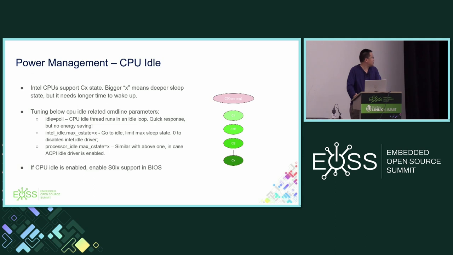The second parameter is intel_idle.max_cstate=X, where X is a number. By this option, the CPU could go to a hardware idle state, for example C1, C1E. The X number is a limitation for the maximum Intel idle C-state. The third one is processor.max_cstate. This parameter is similar to the previous one. The difference is that this one is for the ACPI idle driver, while the first one is for the Intel idle driver. Usually, by default, the Intel idle driver is the default idle driver.